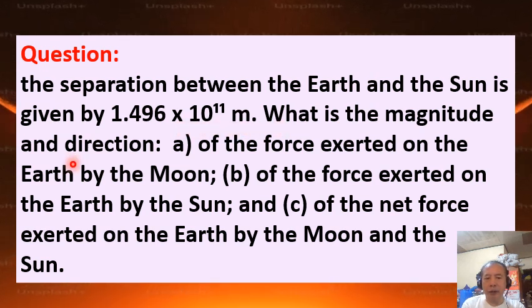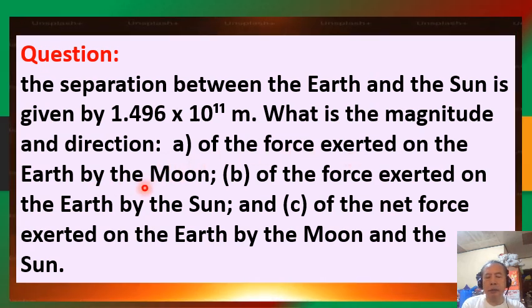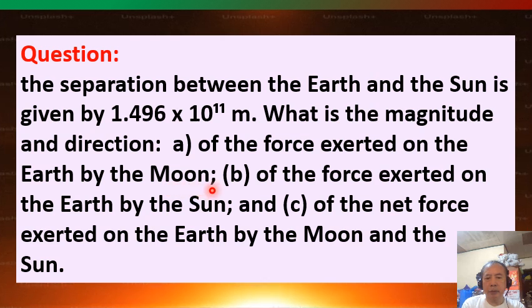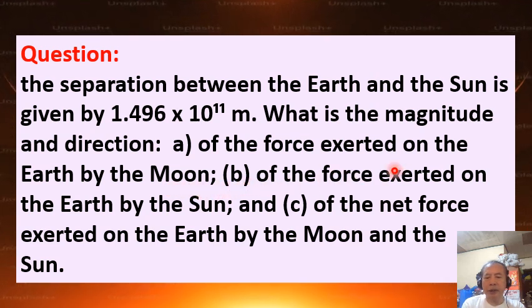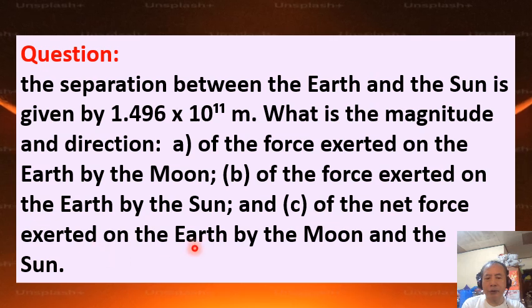What is the magnitude and direction? Letter A, of the force exerted on the earth by the moon. Question letter B, of the force exerted on the earth by the sun. And letter C, of the net force exerted on the earth by the moon and the sun.